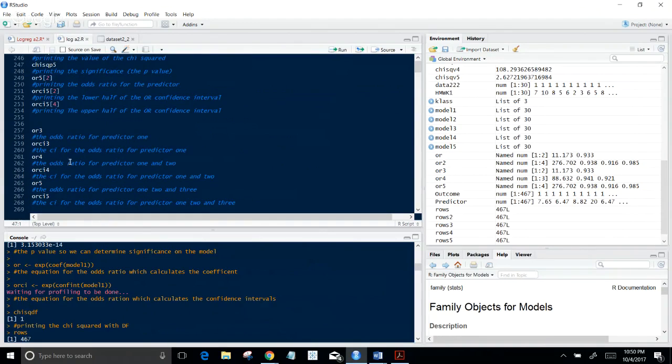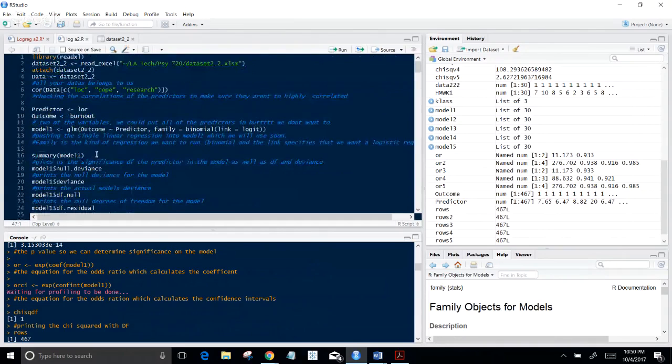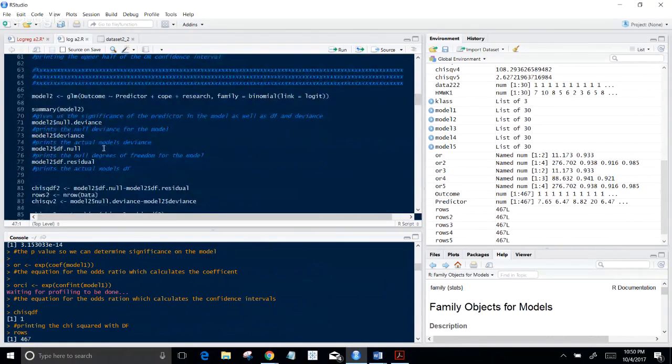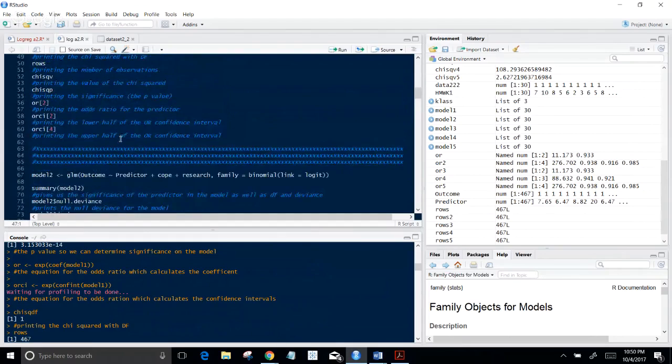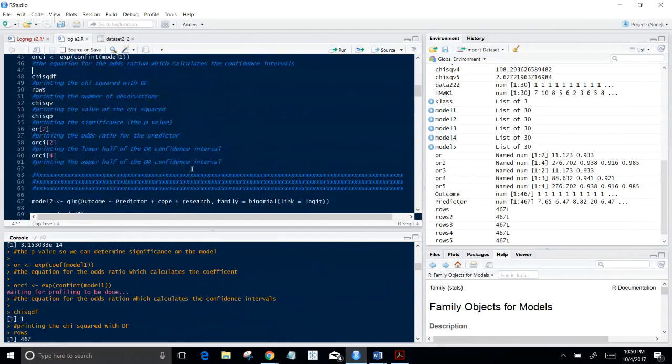They're all the way at the bottom. It's the odds ratio for each of the predictors, and it basically tells us the likelihood that burnout occurs over the likelihood that burnout does not occur.